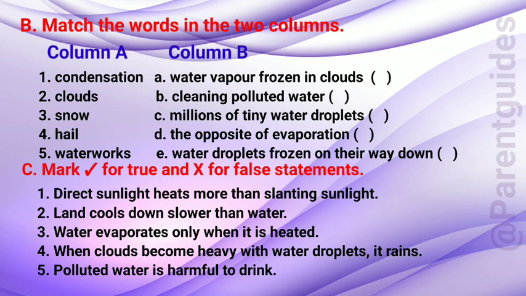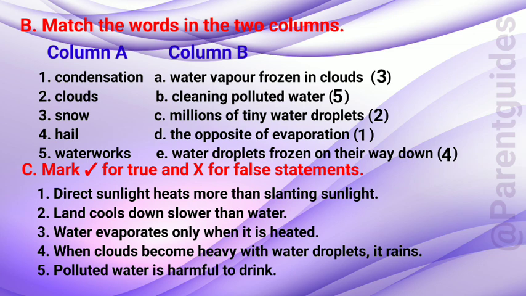B. Match the words in the two columns. Column A, column B. 1. Condensation, the opposite of evaporation. 2. Clouds, millions of tiny water droplets. 3. Snow, water vapor frozen in clouds. 4. Hail, water droplets frozen on their way down. 5. Waterworks, cleaning polluted water.